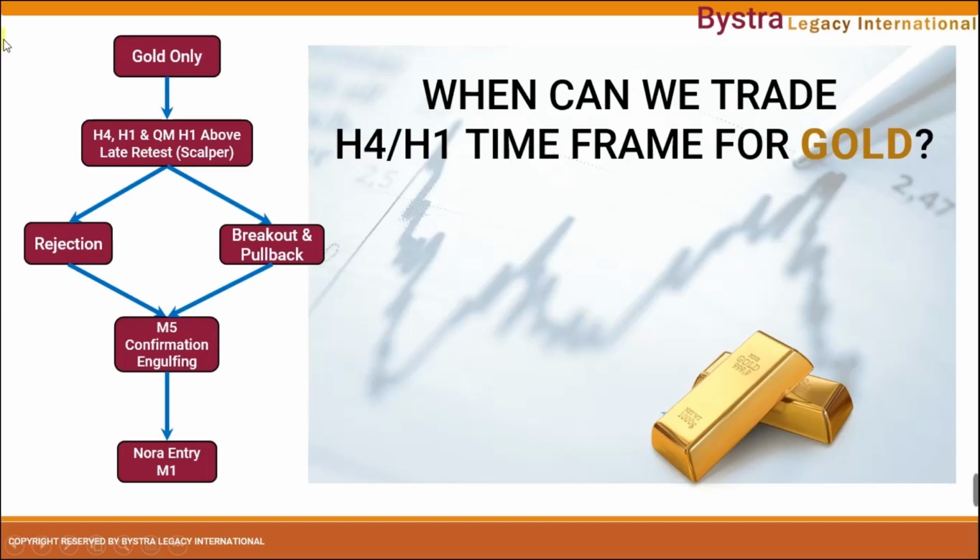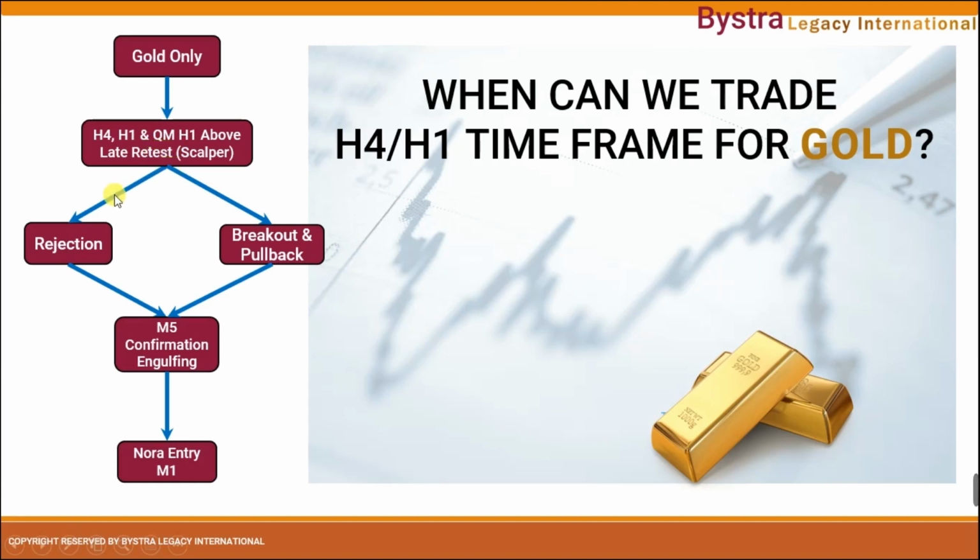So here we can see this is the SOP, or we call it the flow chart, of how we want to analyze gold. Okay, so gold, we can start from the H4 time frame or the H1 time frame for danger zone SNR. Of course, better to come with the second movement, or we can use the QM leg retest at the H1 time frame or the H4 time frame.